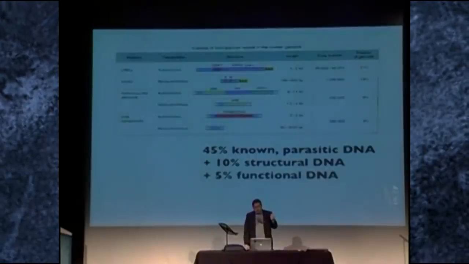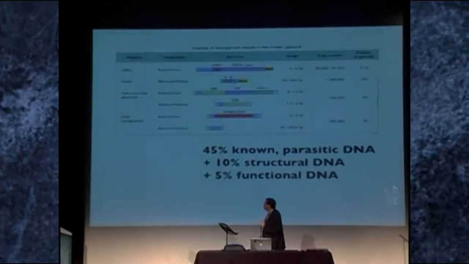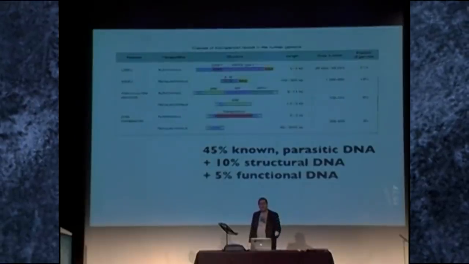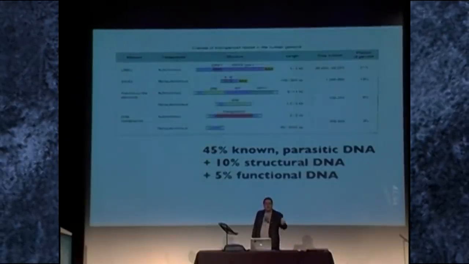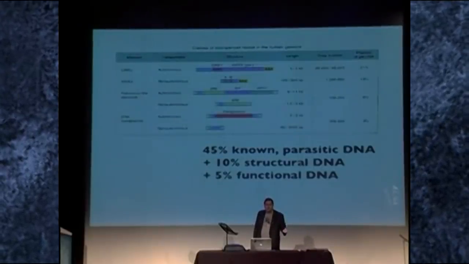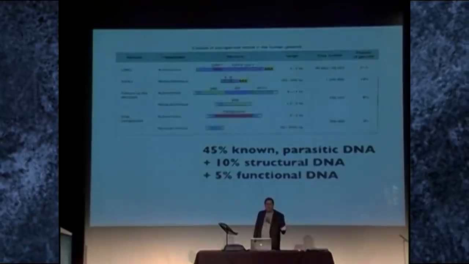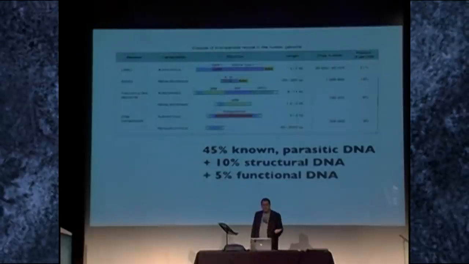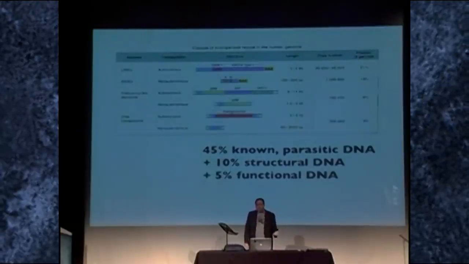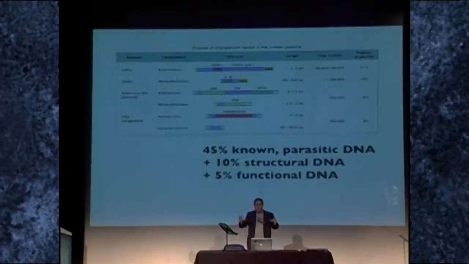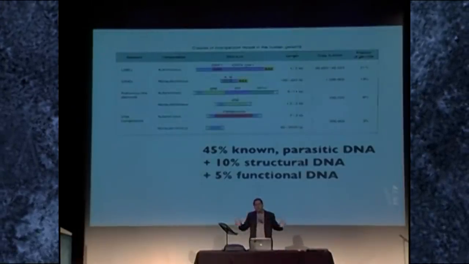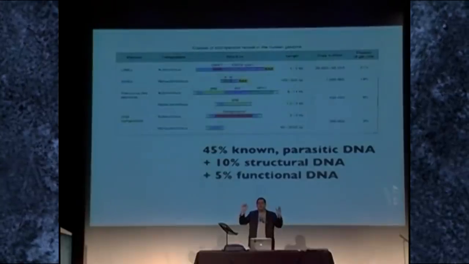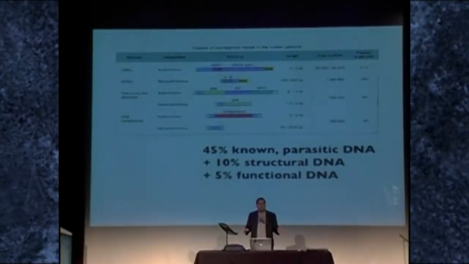So we know that 45% of your genome, adding up all those categories, is known parasitic DNA. Please call it junk. It's junk. It's not functional. It's not to your advantage to have this stuff. 10% is structural DNA, and 5% is functional. That's the coding sequence, the regulatory sequences, tRNAs, all that kind of stuff. So we can account for about 60% of the genome, and about half of it is garbage.